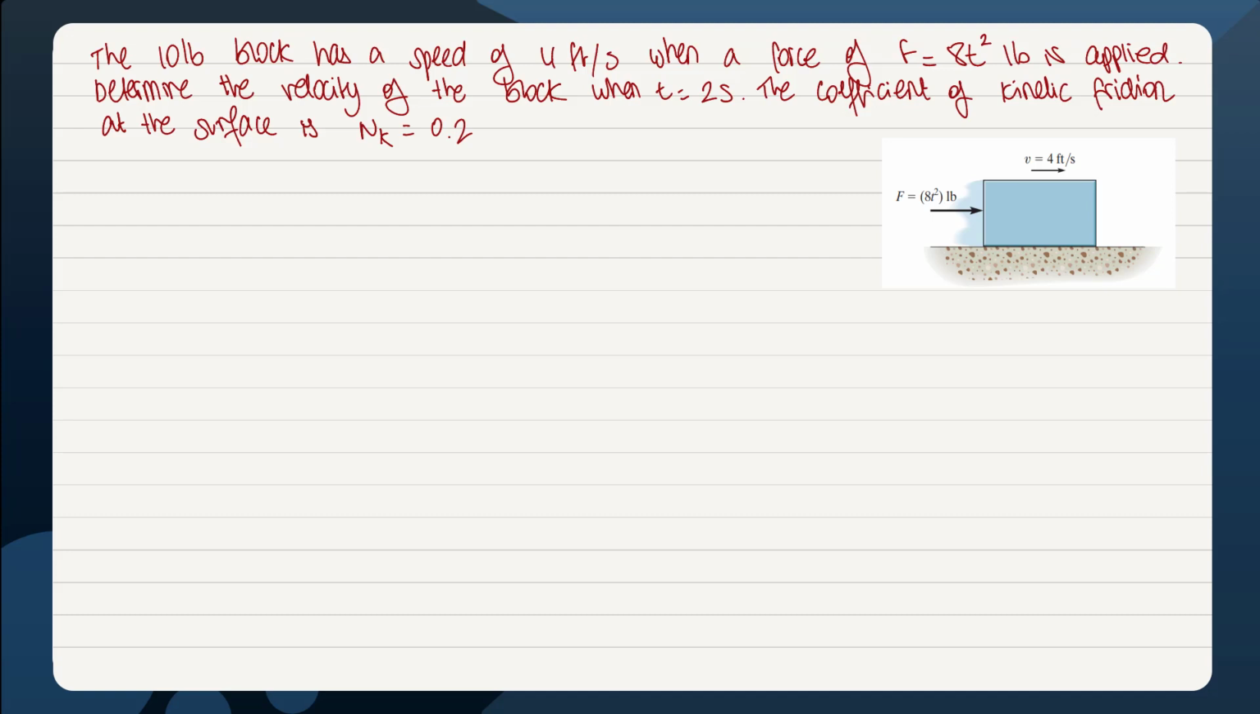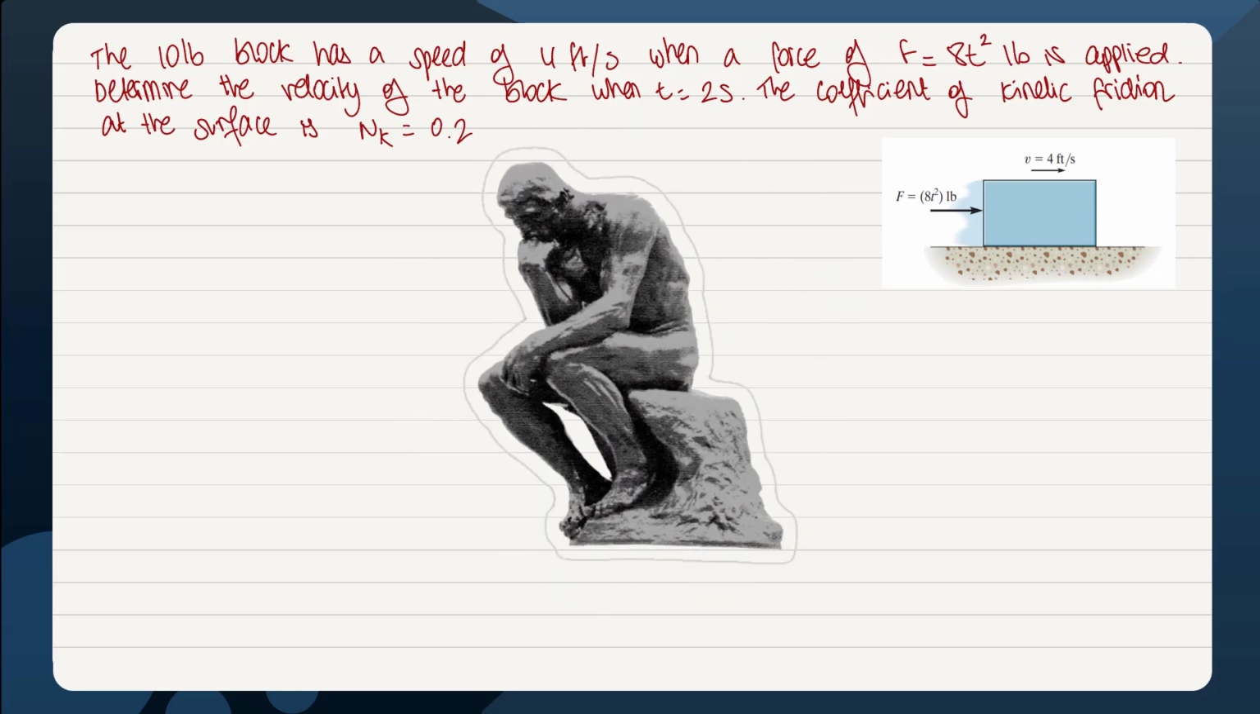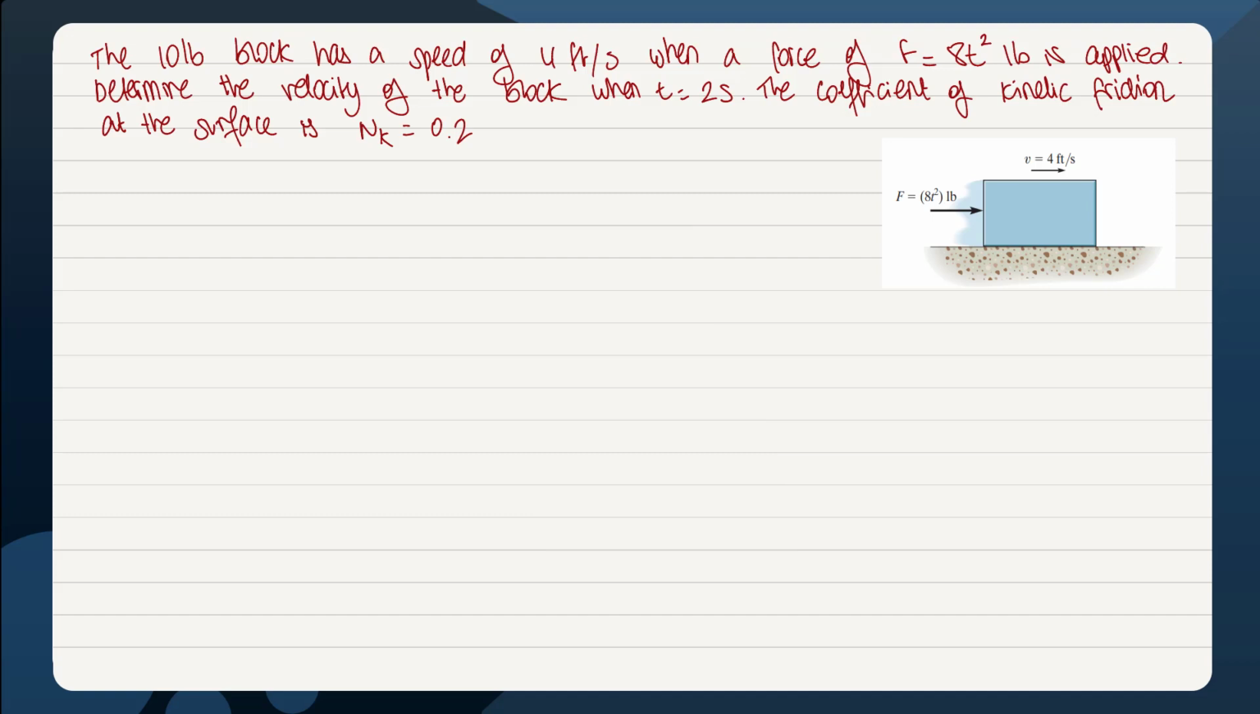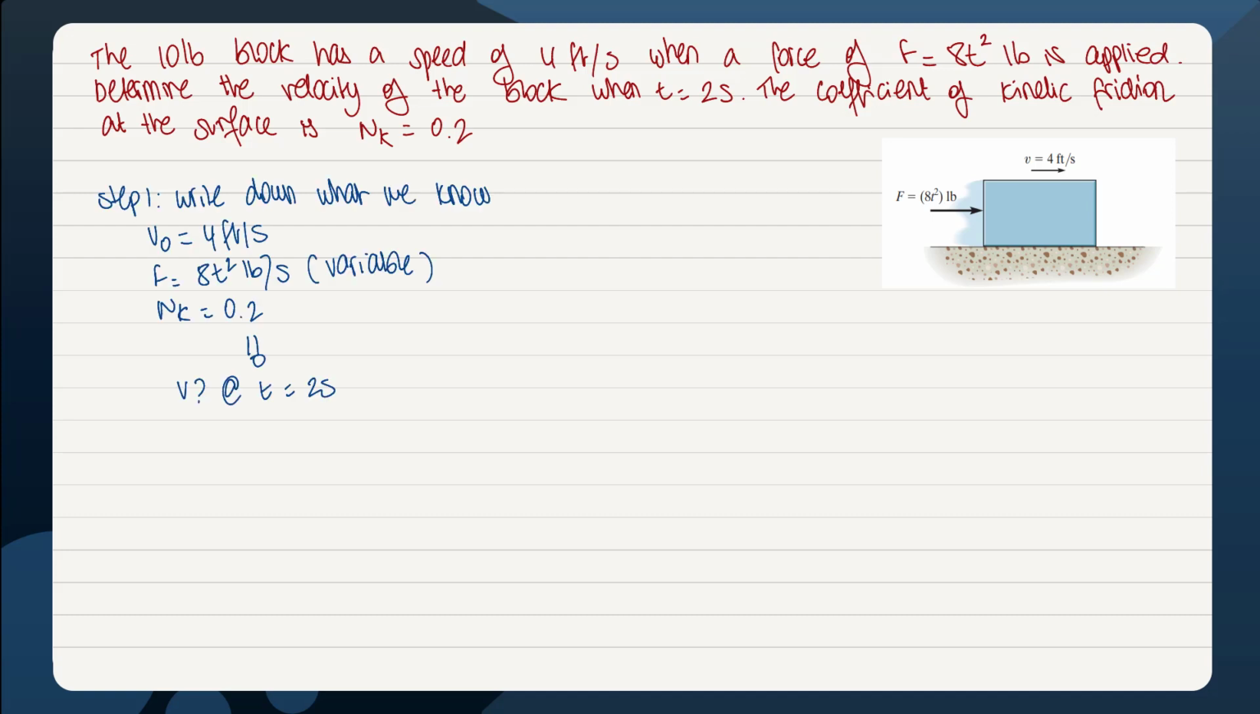Notice here that the force is dependent on time, so it would increase or decrease, which means that the acceleration would also depend on time and it's not constant. But the procedure to solve the problem is exactly the same as before. So for step 1, we need to write down what we know. We have the initial velocity, v0 is equal to 4 feet per second. The force that's being applied at that instant, which is 8t squared, which is variable, and mu k, which is equal to 0.2. We're asked to find the velocity at a specific instant in time, t is equal to 2 s.